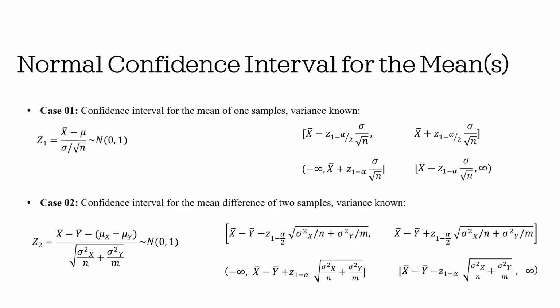In case 1, we are interested to study population mean, mu, and used point estimator x bar to construct the confidence interval. Looking closely, we can see that the structure is the point estimator, x bar, plus minus a z-coefficient multiplied by the variance of the said point estimator. In case 2, we wanted to study the difference in the population means, and we used the difference in sample means as our point estimator. Again, the structure of this confidence interval is the point estimator, x bar minus y bar, plus minus a z-coefficient times the variance of the said point estimator.